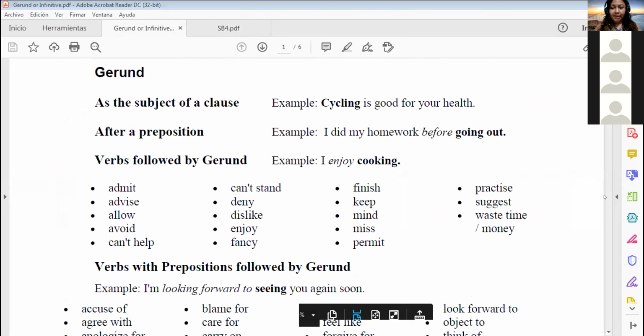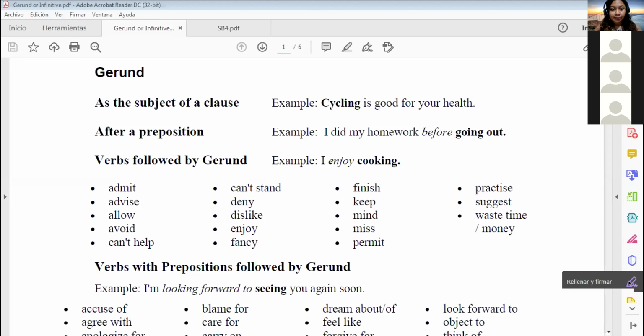Admit, advise. Allow. Can't help, can't stand. Deny, dislike, enjoy. Finish, keep, permit, practice. Very good. So when I am talking about gerunds, this rule doesn't apply to every verb in the world. It is just to some verbs, and in this list we have some of those verbs. Now, what do you need to remember? We apply the gerund rule to the next verb, never to the verb in the list. We apply the rule to our second verb.